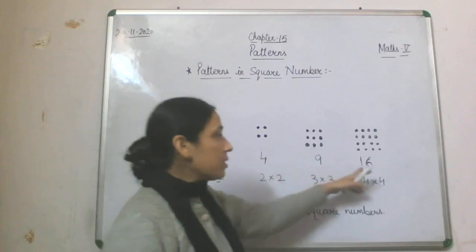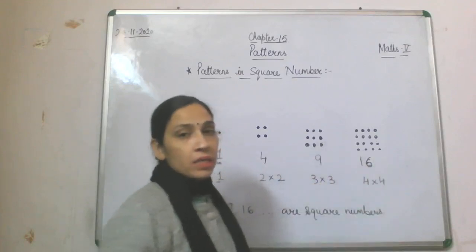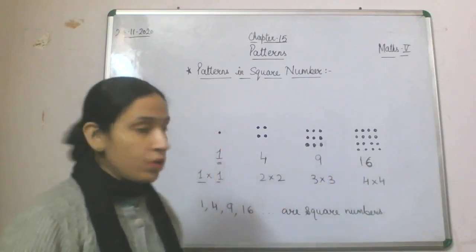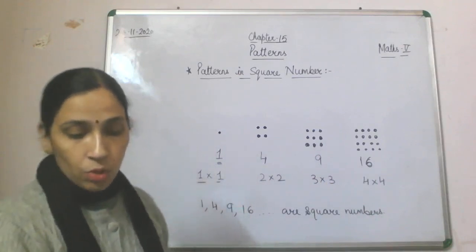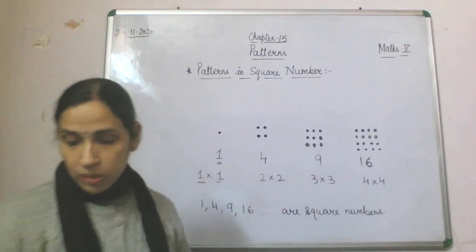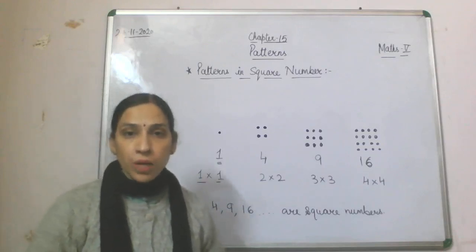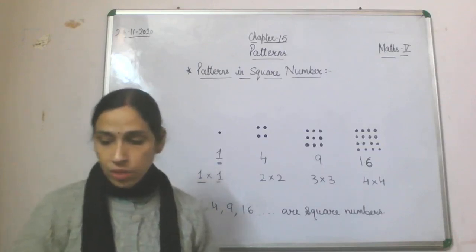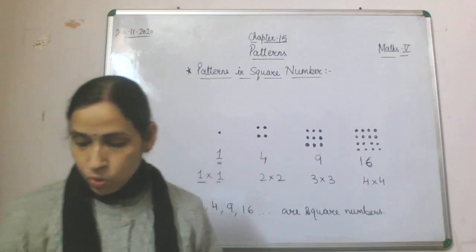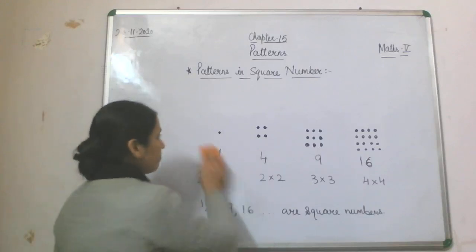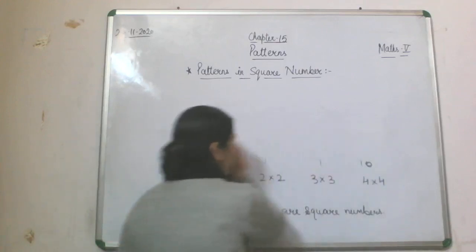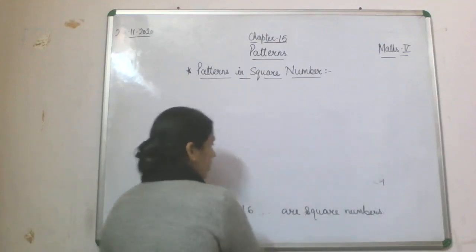9. 16 plus 9 will become 25. So that is finding patterns or properties of square numbers. Different properties of square numbers are there, you have been given in your book. So one of those properties we will see right now.